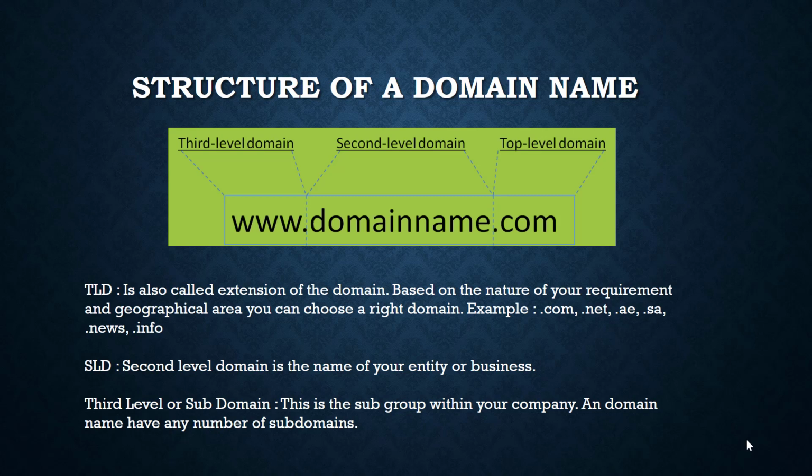Okay, let's start with the top level domain. There are many TLDs available, for example .com, .net, .org, .ae, .in, .news, .info. So based on your business requirements, you can select any of the top level domains.